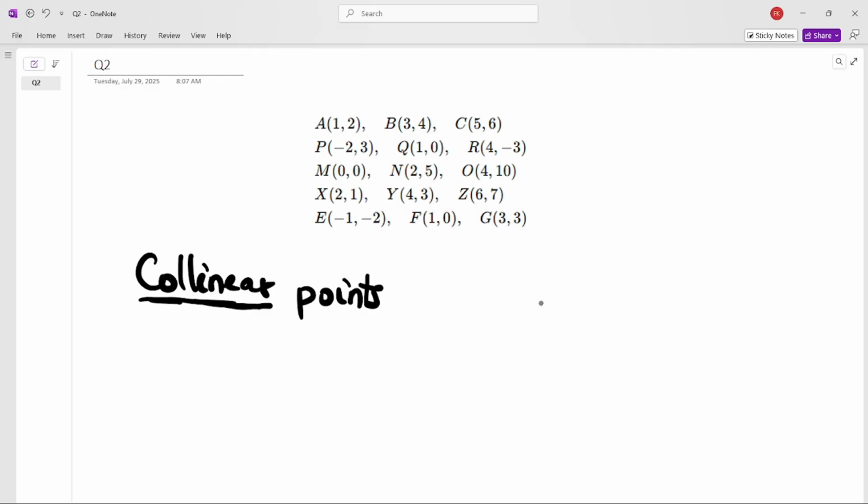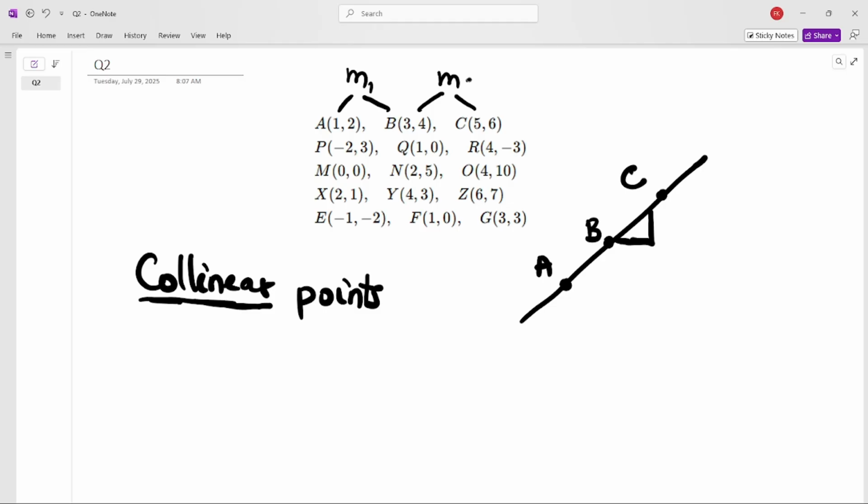If I have a straight line like this, with point A, point B, and point C on the same line, then it is the same line throughout. That line has a unique gradient throughout. So we need to make sure that the gradient between any two of the points are the same. If I take A and B, I find the gradient M1, and I take B and C, I find the gradient M2. They should be the same. Once there's any deviation, then the 3 points are not on the same line.